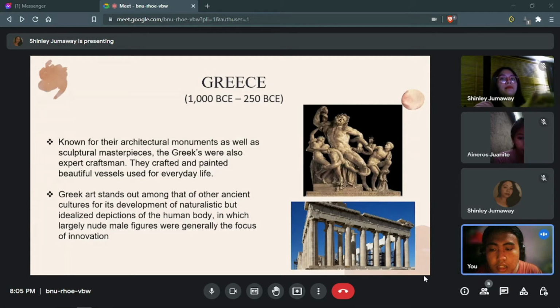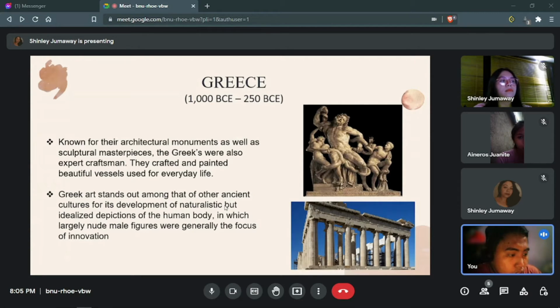And Greek art stands out among that of other ancient cultures for its development of naturalistic but idealized depictions of the human body, in which largely nude male figures were generally the focus of innovation. And the perfection in art is more important than portraying reality in this era. And it is also crucial for them to do symmetry in their sculptural works.